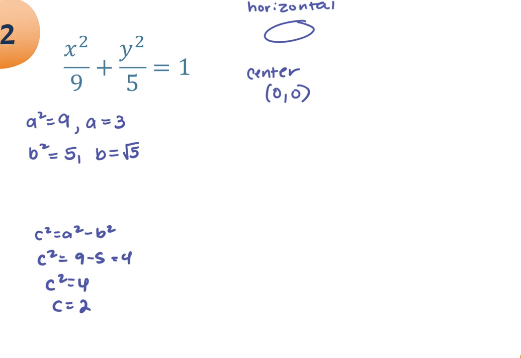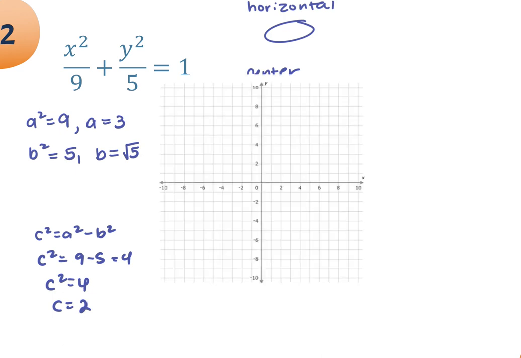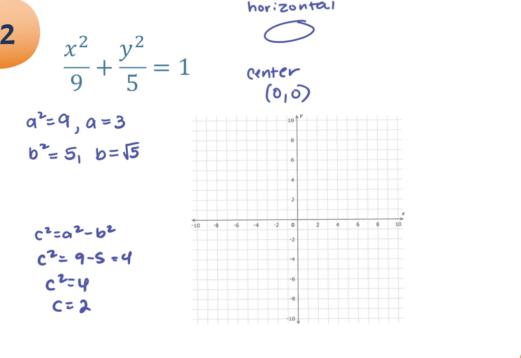Now I go to my graph and plot all the things I know. Center is what? 0, 0. A is 3, but what direction am I using A? Up and down or right and left? Right and left. So I go to the right 3 and to the left 3, and those are my vertices. Negative 3, 0, and 3, 0.